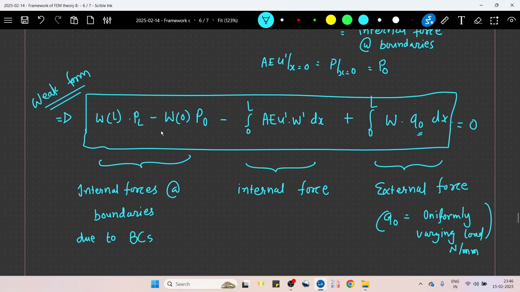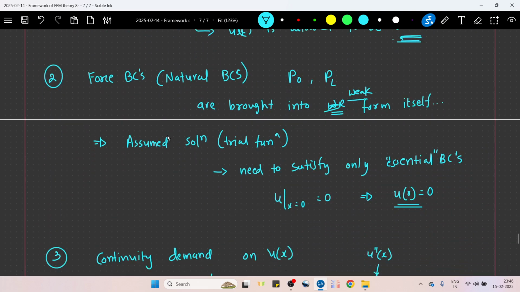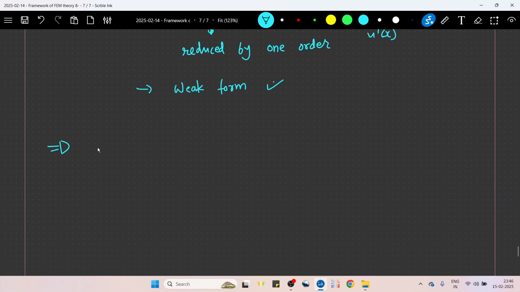And I will just simplify it further. So we had the boundary conditions: u of 0 equal to 0, u dash of l equal to 0, and we will also put the condition that w of 0 equal to 0.